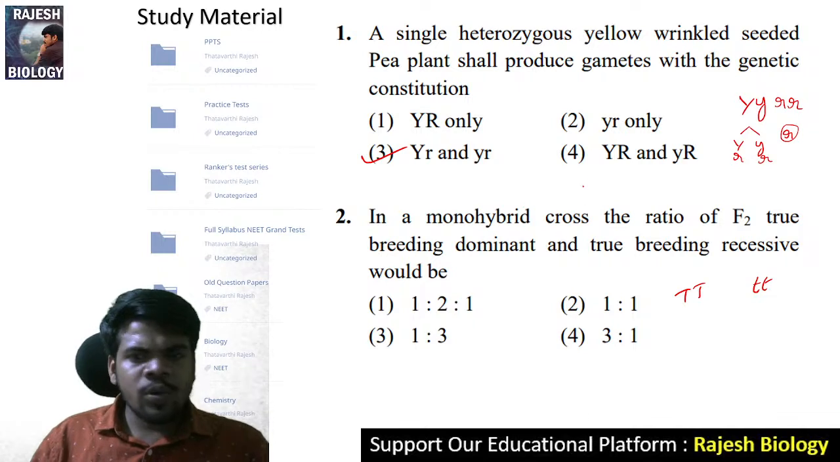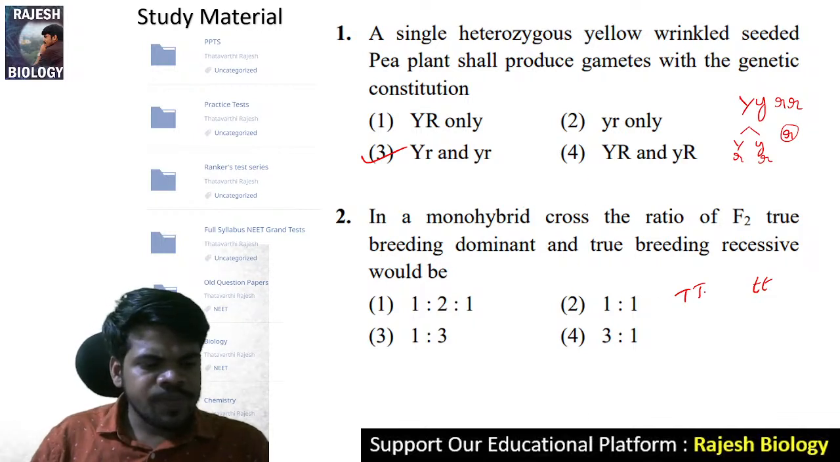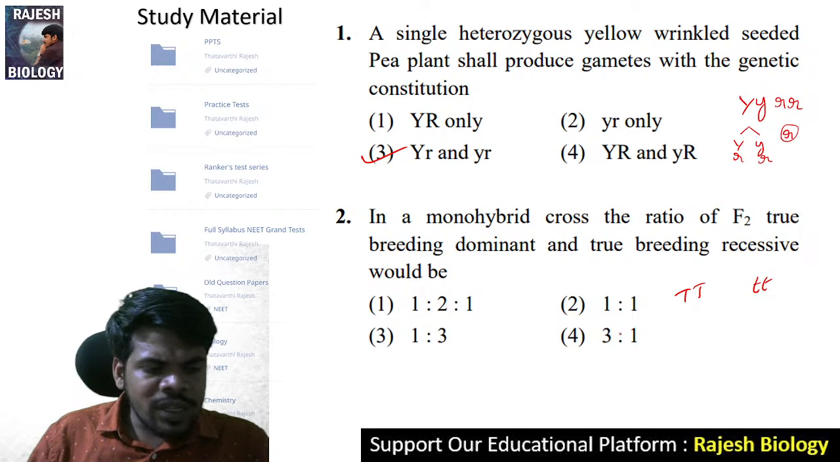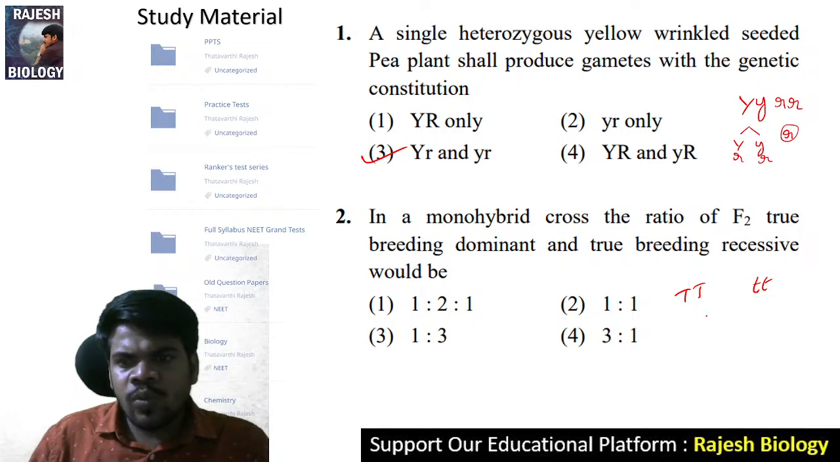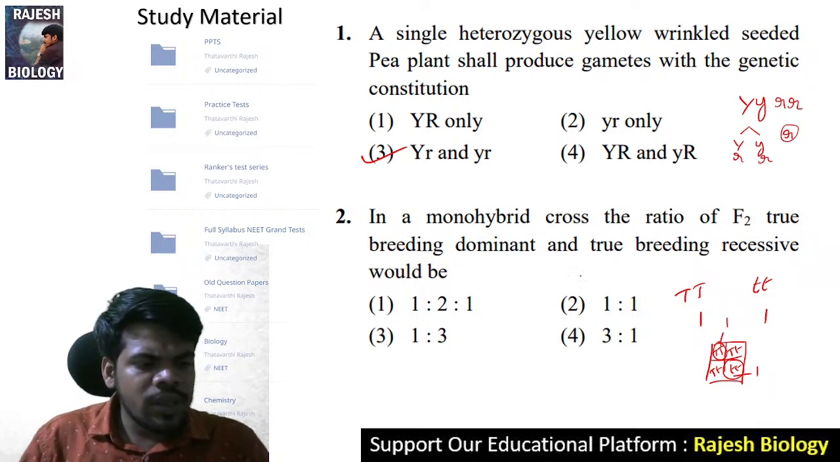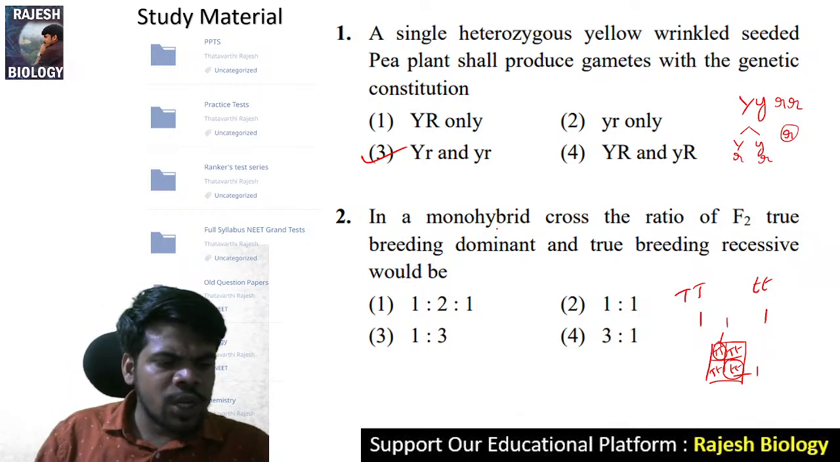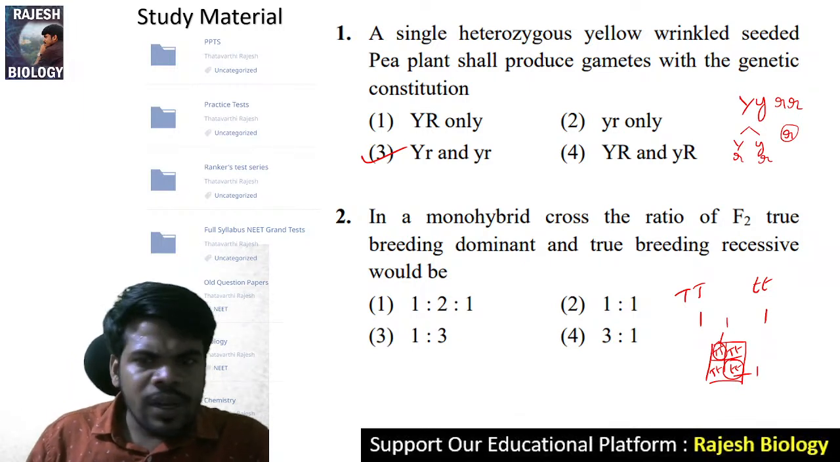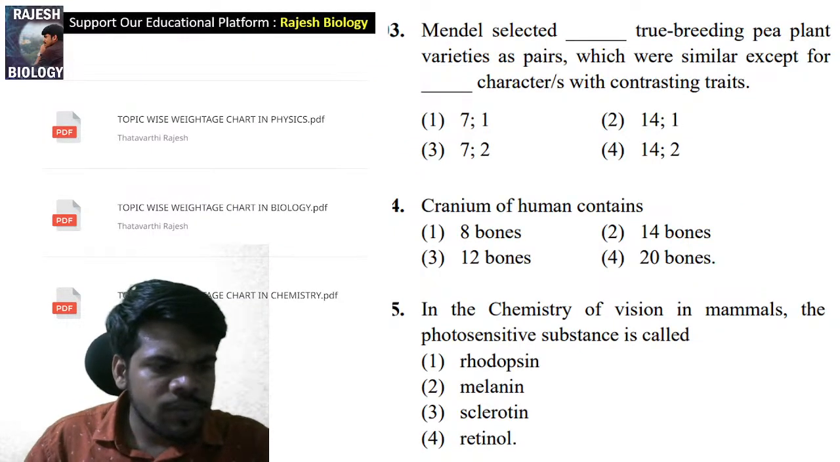Now come to the question number 2. The right answer is what? It is not 3 is to 1, Gnaneshwari, it is 1 is to 1. In the F2 generation, it looks like this: capital T capital T, capital T small t, capital T small t, small t small t. They ask the ratio between the capital T capital T and small t small t. Here it is 1, it is also 1. Yeah, option 2 is right. Very good, Gnaneshwari and Praveen. And the next question, the third question.